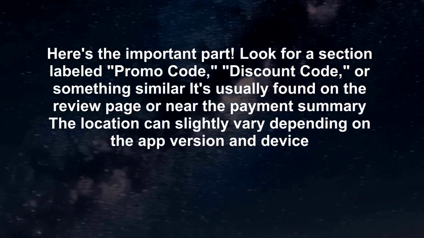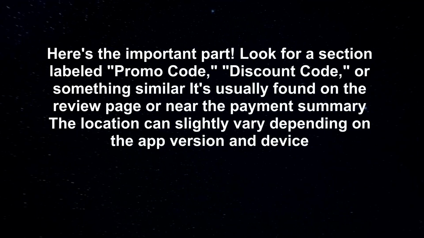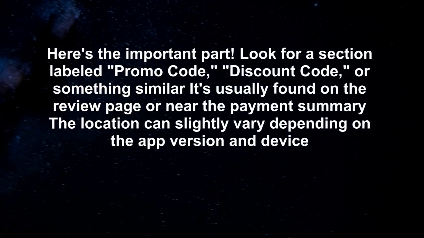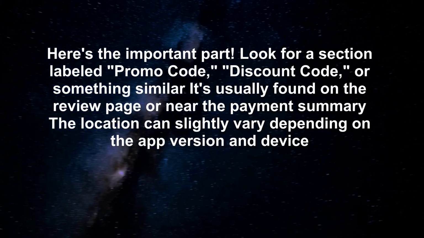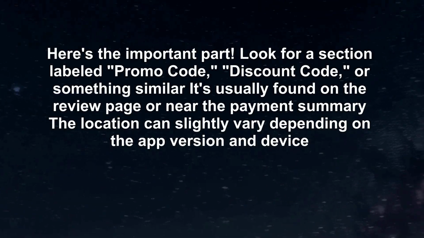Here's the important part. Look for a section labeled Promo Code, Discount Code, or something similar. It's usually found on the review page or near the payment summary. The location can slightly vary depending on the app version and device.